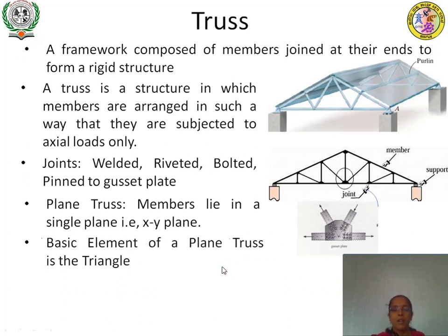The basic element of a plane truss is a triangle. You can observe here that the members are arranged in such a way that they form a triangle.